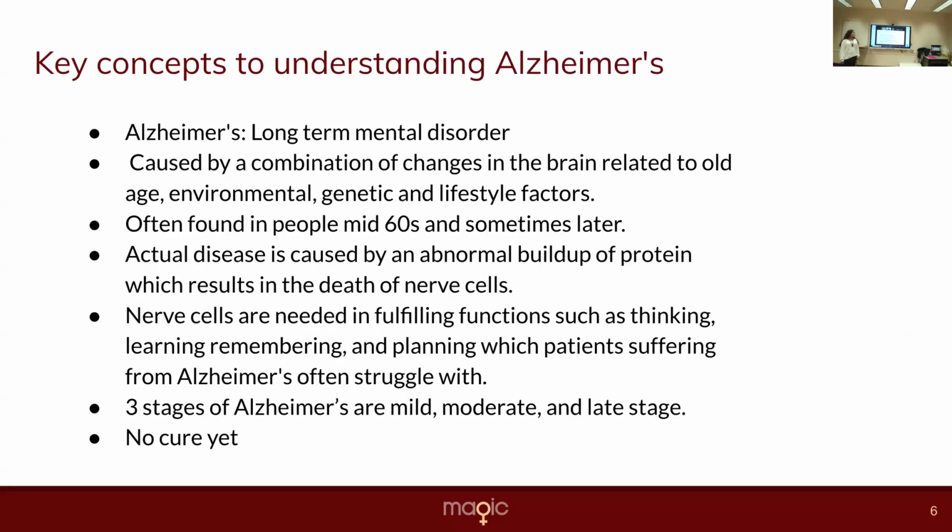Some of the key concepts to understanding Alzheimer's: it is a long-term mental disorder and often caused by many factors such as changes in the brain related to old age, environment, genetics, and even lifestyle. Alzheimer's is often found in people from the early 60s to mid 60s and sometimes even later. The actual disease is caused by an abnormal buildup of protein that results in the death of nerve cells. Nerve cells are extremely crucial to the survival of a human being because they perform functions such as thinking, learning, remembering, and even planning, which patients suffering from Alzheimer's often struggle with. The three stages of Alzheimer's are mild, moderate, and late stage Alzheimer's. No cure has yet been found, but there are therapies and different medications that can be taken to reduce the number of symptoms.